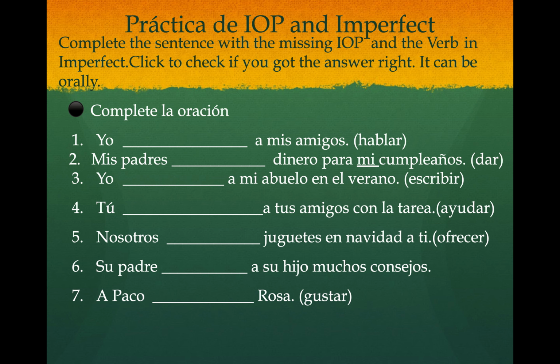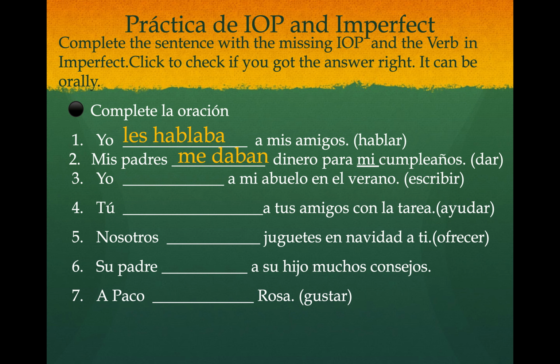Yo is the subject, so the verb should be hablaba, correct? Yo hablaba, but to whom? It says a mis amigos, so in this case it would be yo les hablaba a mis amigos. Número 2, mis padres. Mis padres is doing the action, so it should be daban. And it says mi cumpleaños, so they probably used to give me money. So mis padres me daban dinero para mi cumpleaños.